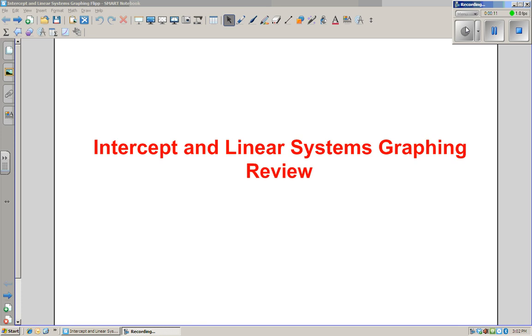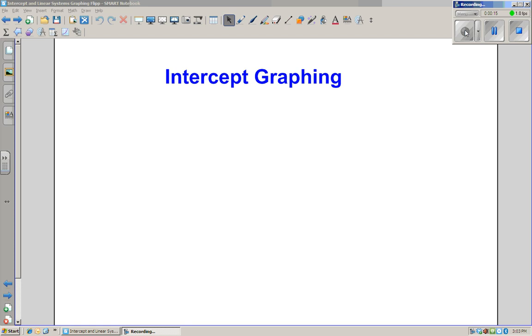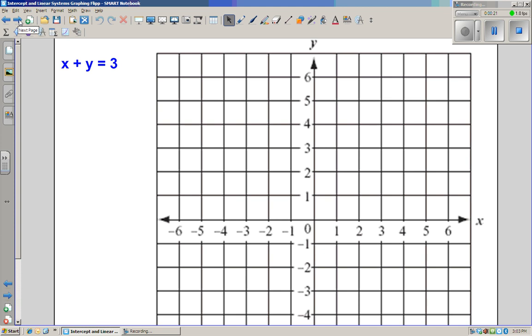For the test on graphing upcoming. The first aspect of this review will be intercept graphing. For intercept graphing, it's different because this is the first time we've seen in graphing where you have two variables on the same side. We have an x variable and we have a y variable.